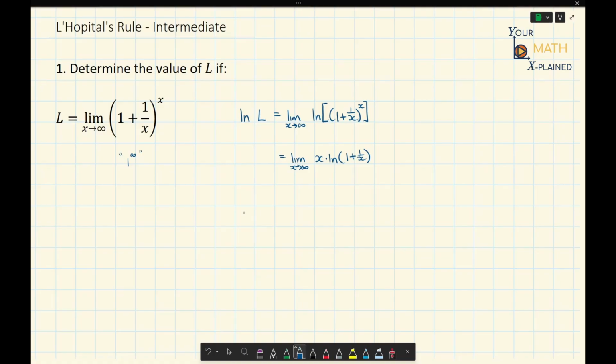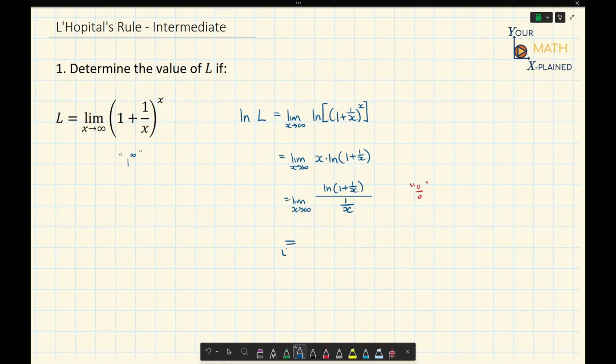So the one extra step that is required is to bring the x down into 1 over x, which means this is the limit as x approaches infinity of ln of (1 plus 1 over x) over (1 over x). So finally, this is now in the form of 0 over 0, and we can now apply L'Hopital's rule.